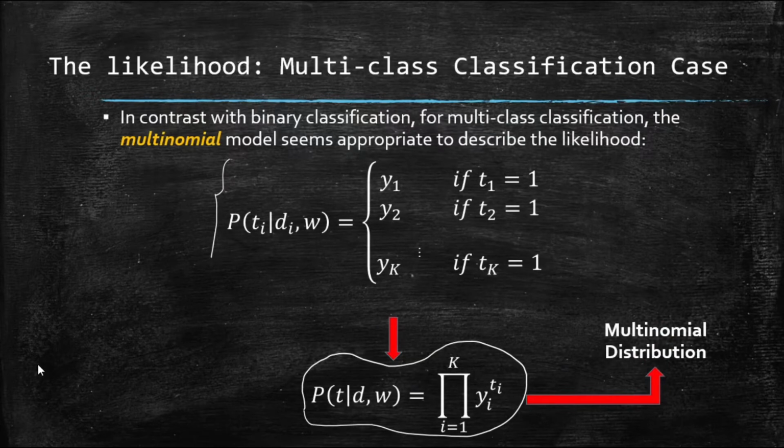Now, just to give you a small proof, let's say the likelihood of D given W, right? Let's say that I know that the input belongs to class 1. So here in this notation, the input is D, right?